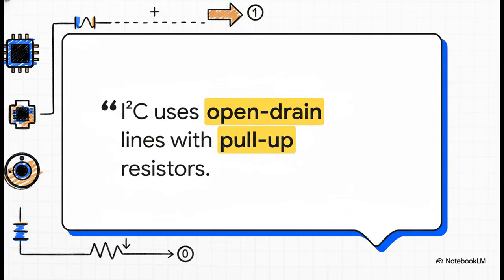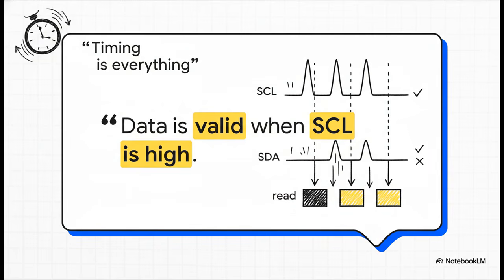It's foundational. Second, the golden rule of timing. The data on the data line, the SDA line, is only considered valid, it only counts when the clock line is high. All the changes, the flipping from 1 to 0, have to happen when the clock is low. This is the core agreement that ensures data gets read correctly every single time.